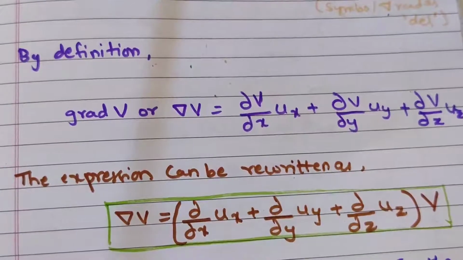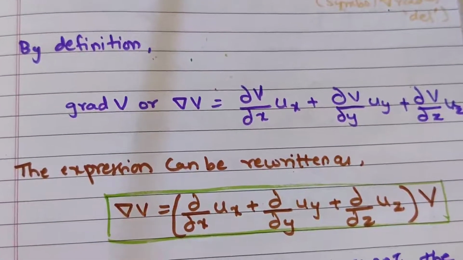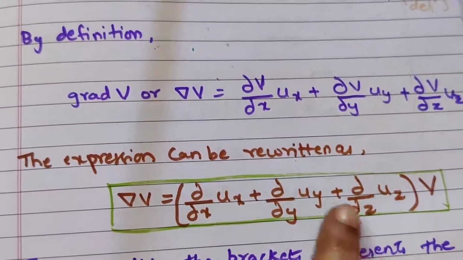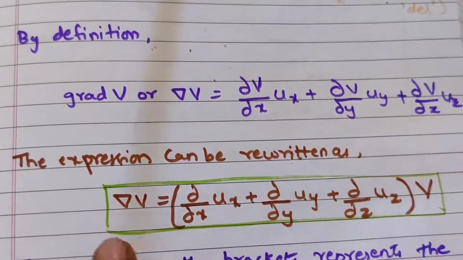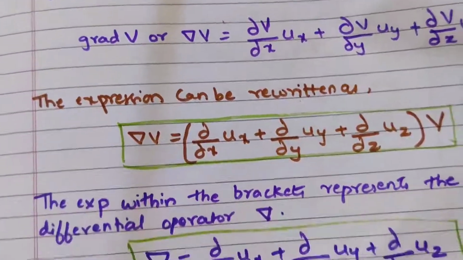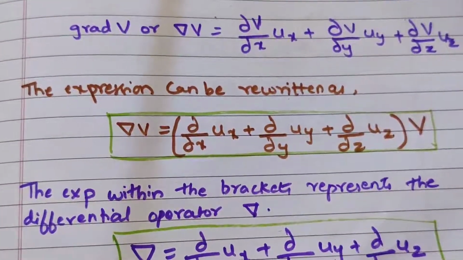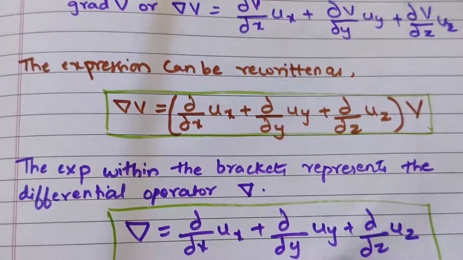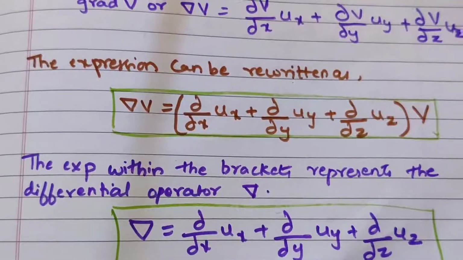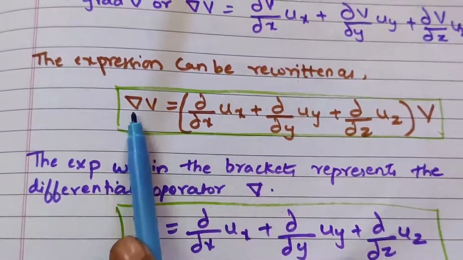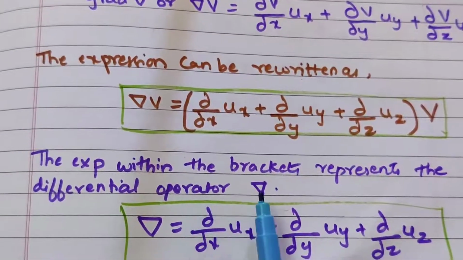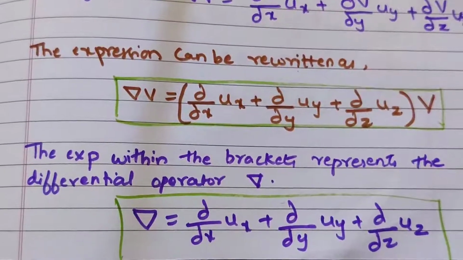This expression within the brackets represents a differential operator, del. If you equate these two terms, V is V, so del becomes ∂/∂x u_x plus ∂/∂y u_y plus ∂/∂z u_z. Again repeating, this del becomes this one, and V is V. This del can be called the differential operator. I think this is clear, right?